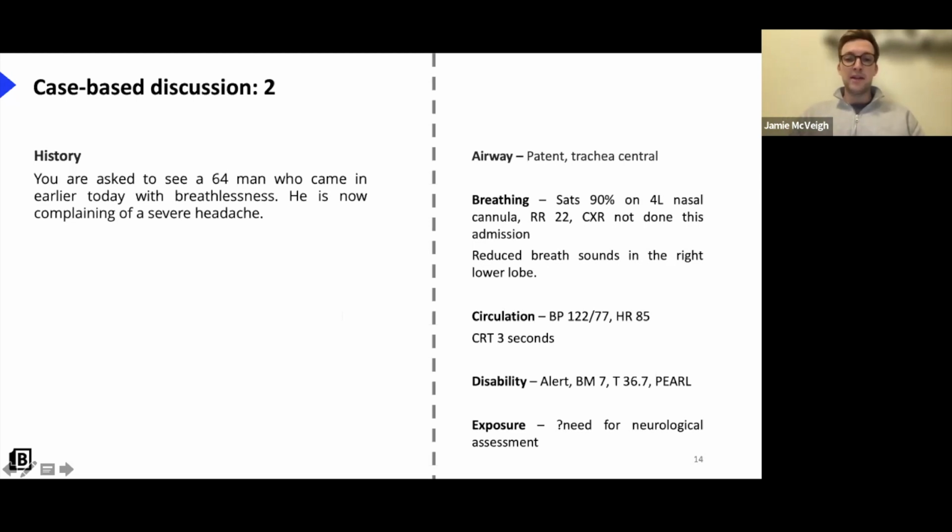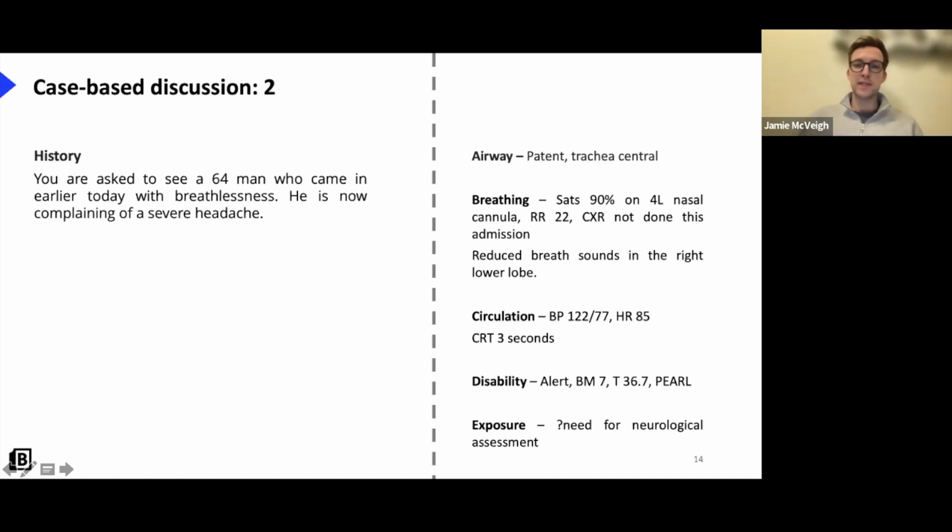C, you're pretty happy with actually. His cap refill is 3, and luckily for you, the A&E nurse put a cannula in for him. So I'd probably just start him on some fluids, just slow bag because he's hemodynamically stable, but he probably appears a bit dry. Maybe he's got dry mucous membranes. Fine. D, not worried. He's alert. Everything's normal. He's afebrile. His pupils are normal. He just seems quite out of puff to you, and he's got this headache. And so you wondered, you need to do a neurological exam on this man.